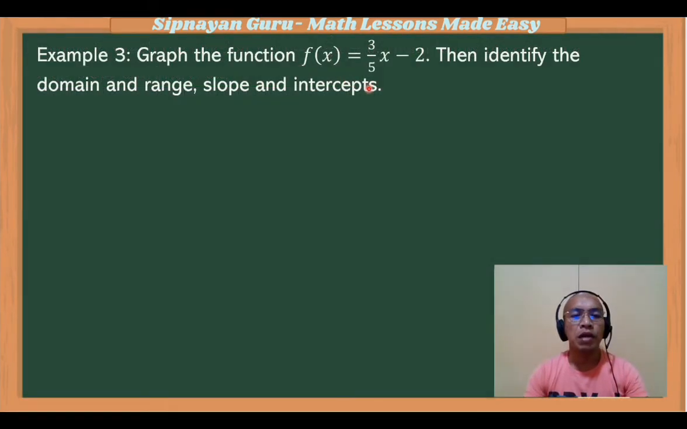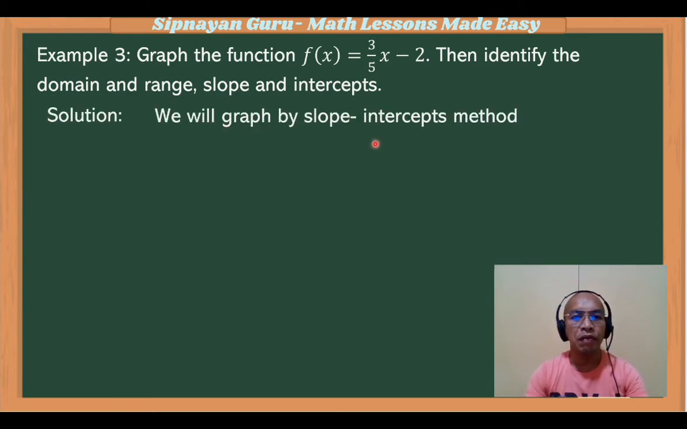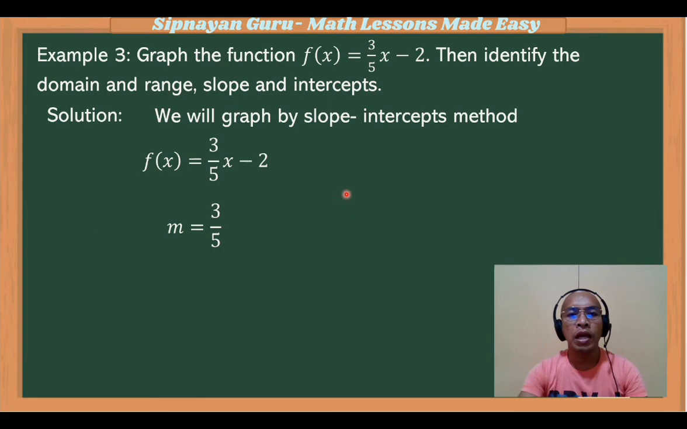Graph the function f of x equals 3 over 5x minus 2. Then identify the domain and range, the slope, and the intercepts. So in this case, we will graph the function using the slope-intercept method. In graphing a linear equation in two variables by the slope-intercept method, we are going to translate the equation into y equals mx plus b. So mx plus b is equal to y.